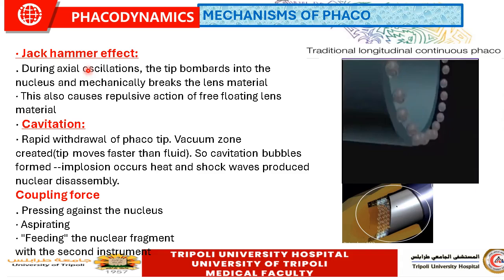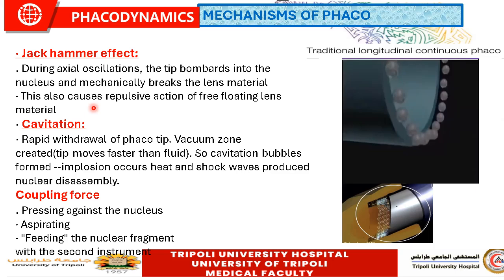Unlike that, with the Ozil or torsional handpiece, the torsional movement of the curved tip of the Kelman tip will create a shearing effect on the lens matter. So the contact between the lens fragment and the phaco needle is greater, and it will cause more emulsification and more destruction. The same thing applies to the horizontal phaco, that's the transverse phaco.